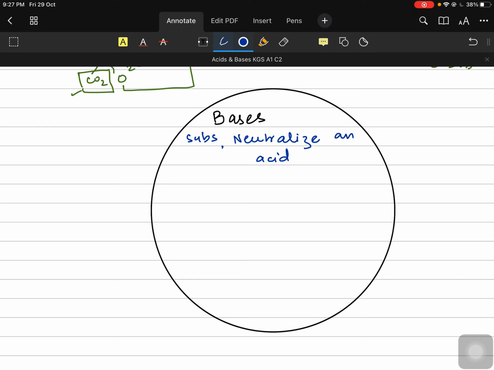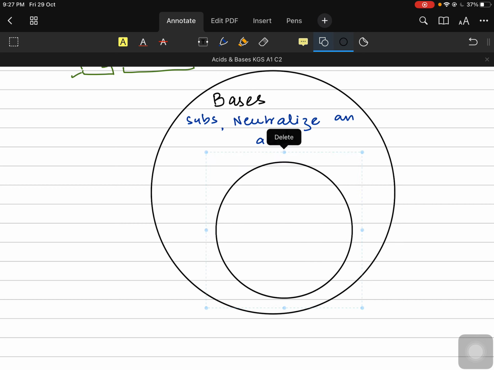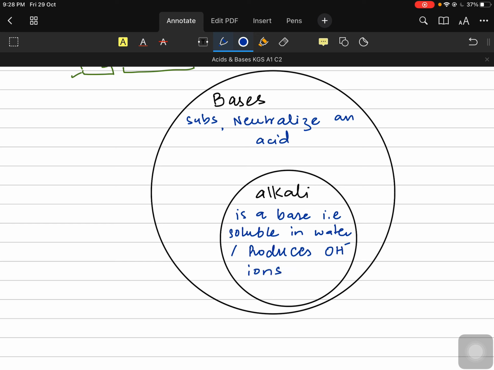When a base is soluble in water and it produces OH minus ions, in that particular case we call it alkali. So alkalis are a smaller term within the larger umbrella of bases. So an alkali is a base. It's within the base, so it is a base obviously that is soluble in water and produces OH minus ions.